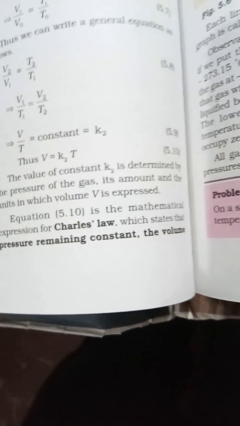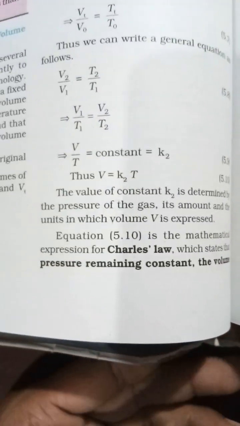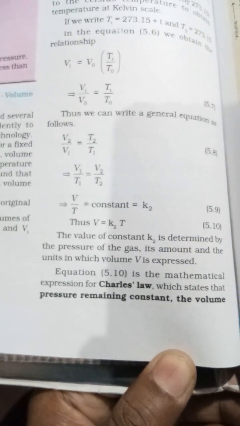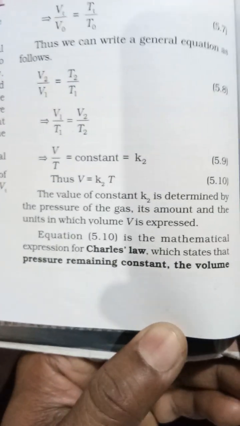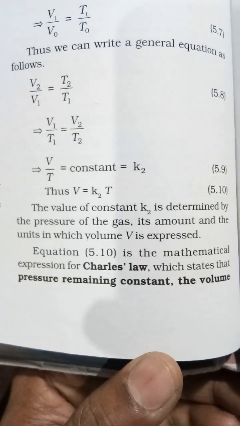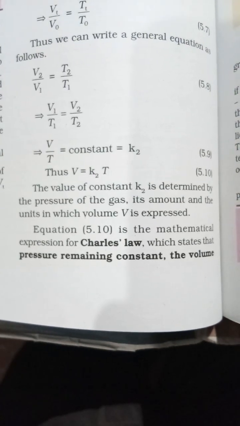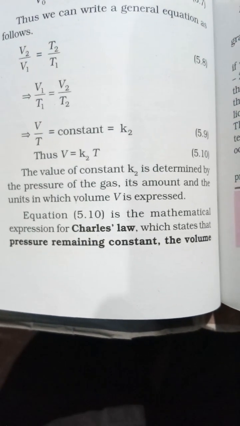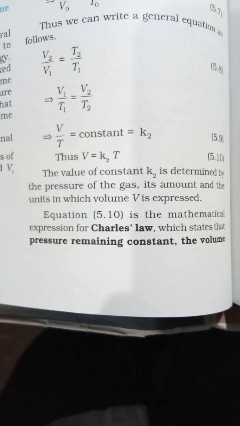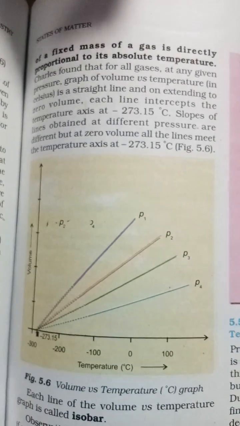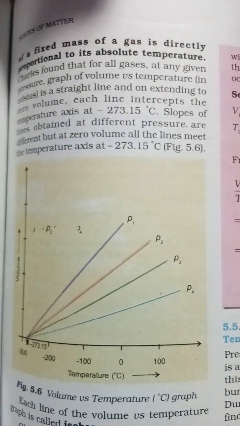The value of the constant k2 is determined by the pressure of the gas, its amount, and the units in which volume V is expressed. Equation 5.10 is a mathematical expression for Charles' law, which states that, pressure remaining constant, the volume of a fixed mass of a gas is directly proportional to its absolute temperature. This is known as Charles' law.